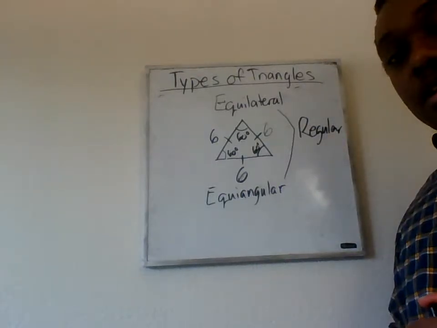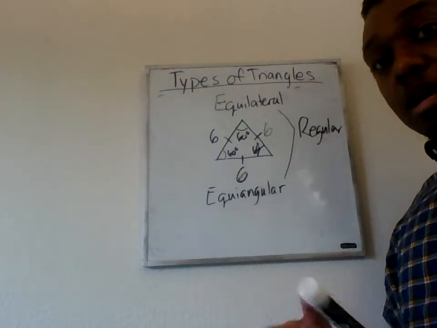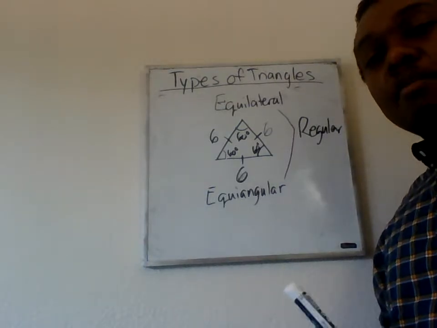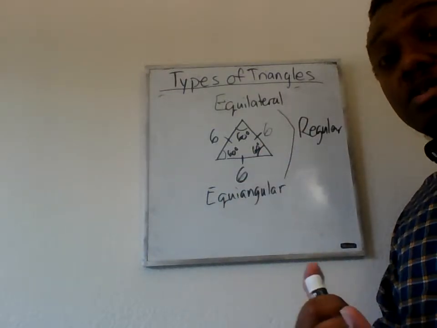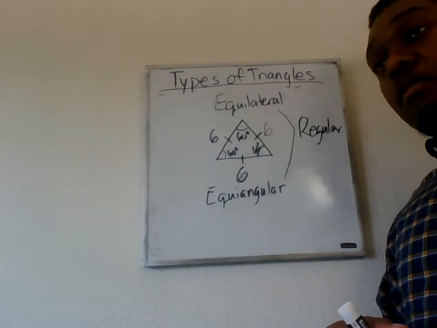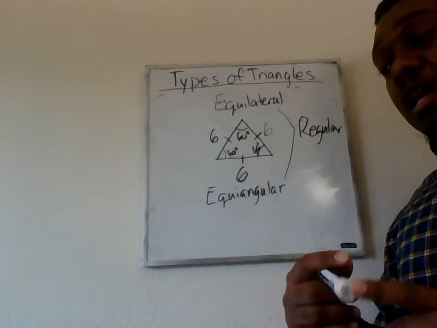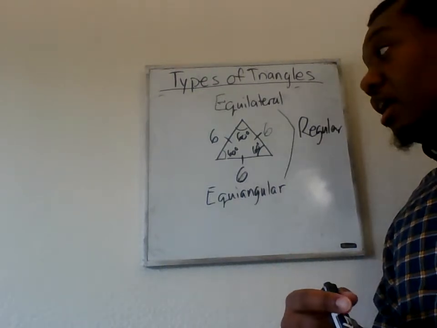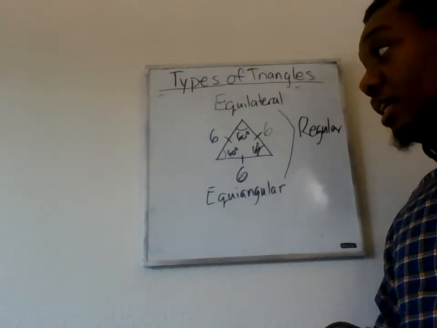With all that being said, notice that this is also going to be an acute triangle automatically. It's impossible to have an equilateral or equiangular or a regular triangle be anything other than acute because it has to be 60 degrees. And all of those angles are acute, meaning it's an acute triangle. With the isosceles, we could form an isosceles acute, isosceles right, and we could also form isosceles obtuse if we needed to.